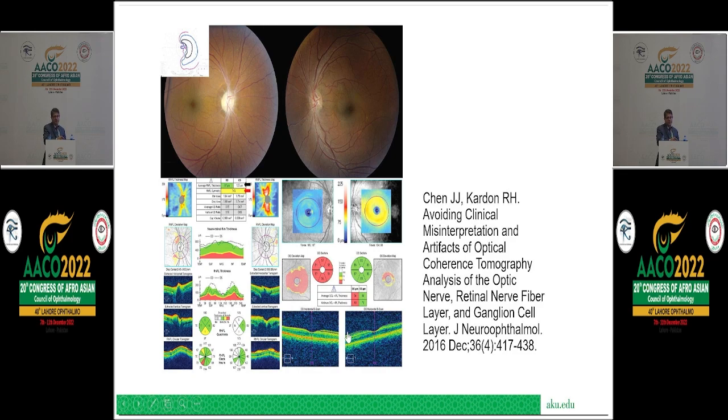So it's just to illustrate the importance of looking at the fellow eye and comparing what's normal. You can't just look at one eye in isolation, and you cannot just look at the numbers in isolation. You have to look at the whole picture.